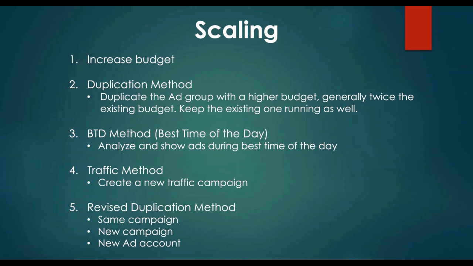The fifth is the revised duplication method. For this one, we do the exact same thing we did in method 2, the duplication method. However, here you do 3 different things. First, you create a copy in the same campaign. Then you create a copy of the same ad group in a new campaign. And then the third option is you run the same campaign and the same ads in an entirely new ad account altogether. So you create a new ad account, create a new campaign, a new ad group, and then you run it in there. This helps TikTok to identify different pockets of audience in your same interest category, and that's how you end up scaling.